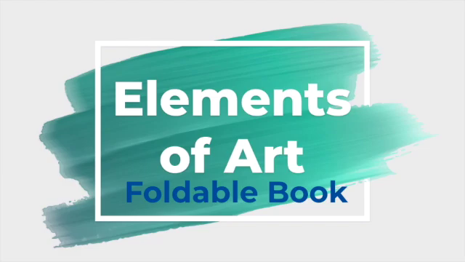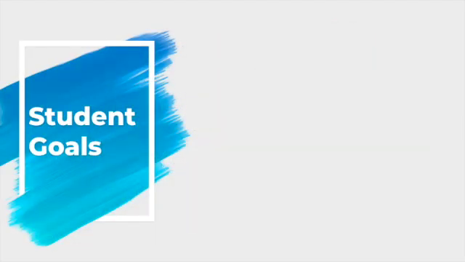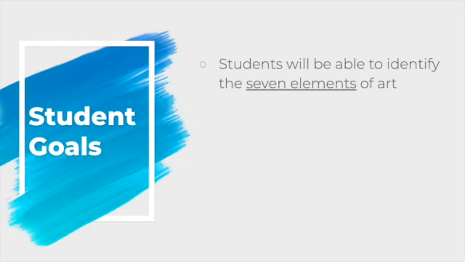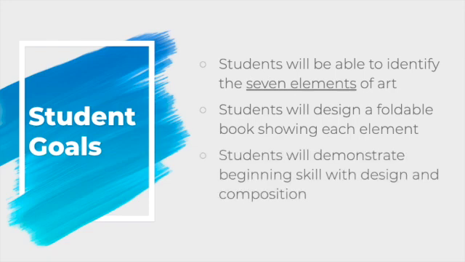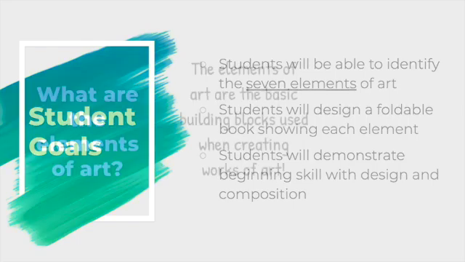Let's get started. So your goals this week. Students will be able to identify the 7 elements of art. Students will design a foldable book showing each element, and students will demonstrate beginning skill with design and composition.